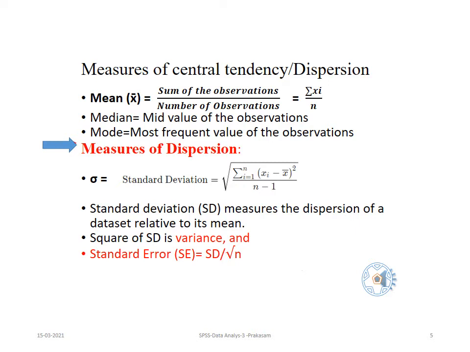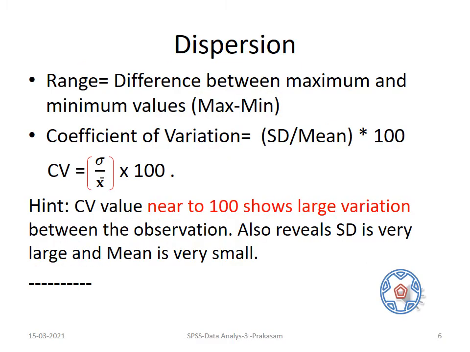And the standard error, that we will discuss later. The standard error is the standard deviation divided by root n, which gives the variation of the sample mean over the population mean. That can be understood later. Apart from the standard deviation and standard error, range is also one of the measures of dispersion. Range is equal to the difference between the maximum and minimum value. That is, maximum minus minimum value will give the range of the observations.